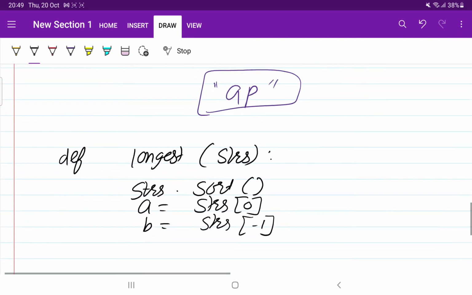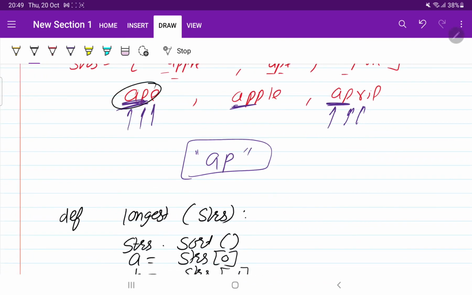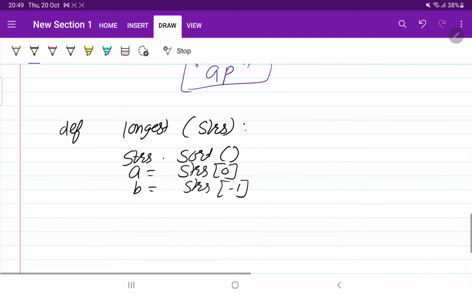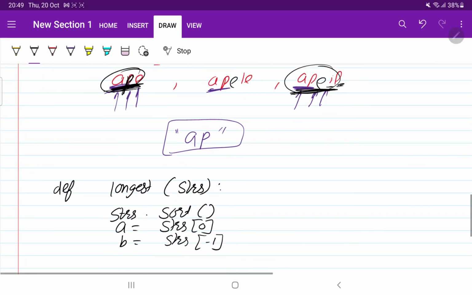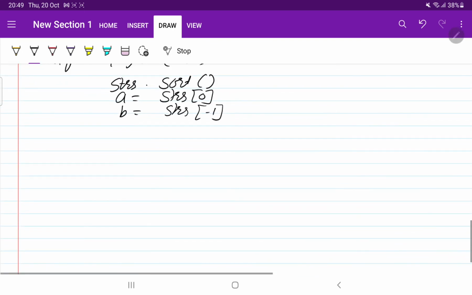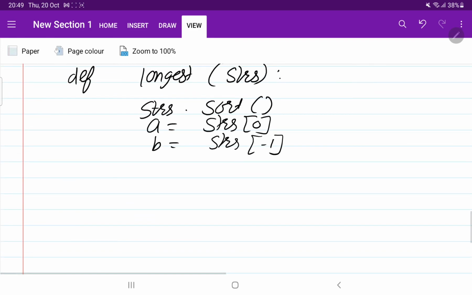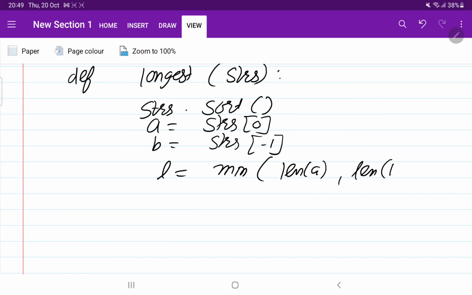Now I am not going to compare for the entire length, I am going to compare for the minimum, because you want the longest common prefix. Suppose here also E is written. If you have 3 characters in the first, there is no need to compare the remaining letters, because the prefix has to be present in all the strings. So we need to compare only up to the minimum length. So we take one variable L which will be the minimum of length of A and length of B.